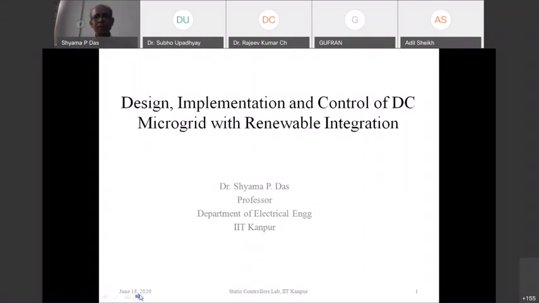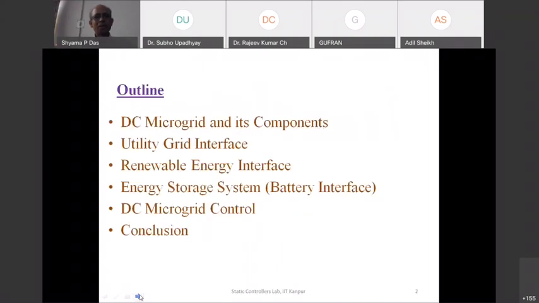Next slide, please. So the outline of the presentation is as follows: we'll try to understand the definition of DC microgrid and its components. The DC microgrid will have various components like the utility interface. Most of the microgrid has an interface with the utility to have increased reliability. And then renewable is pretty common. It could be solar, it could be wind. So we have a renewable interface with the microgrid.